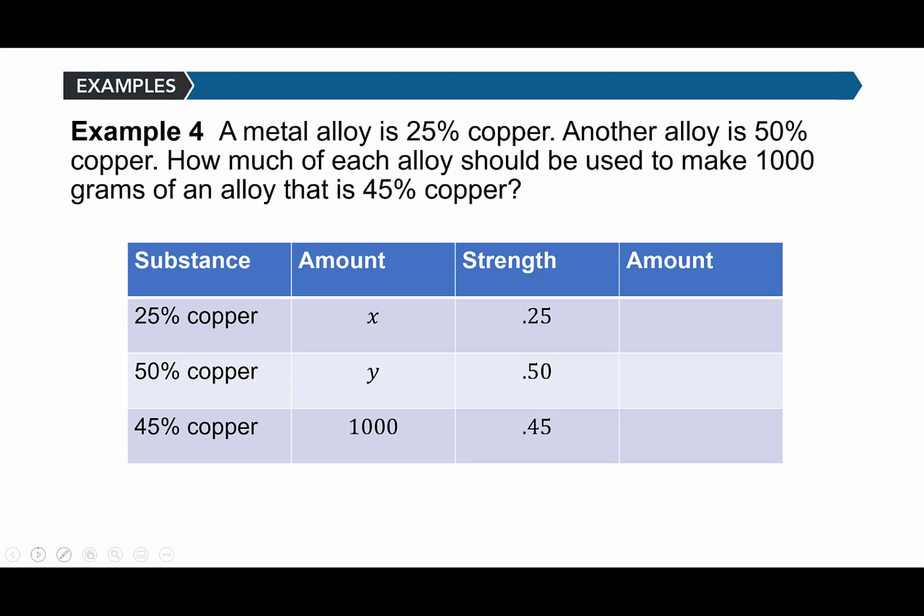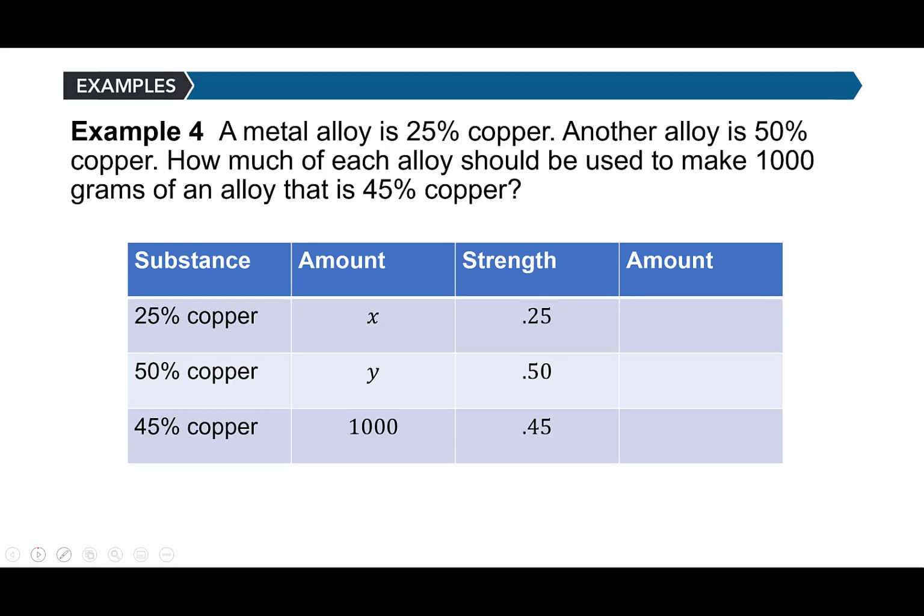So this is a problem that will arise from this type of application. Let's suppose that we have a metal alloy that is 25% copper. Another alloy is 50% copper. How much of each alloy should be used to make 1,000 grams of an alloy that is 45% copper?